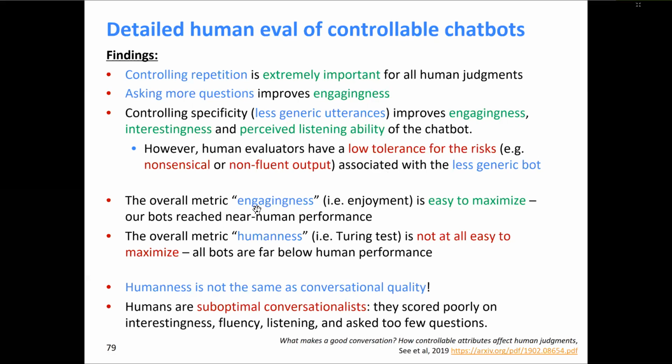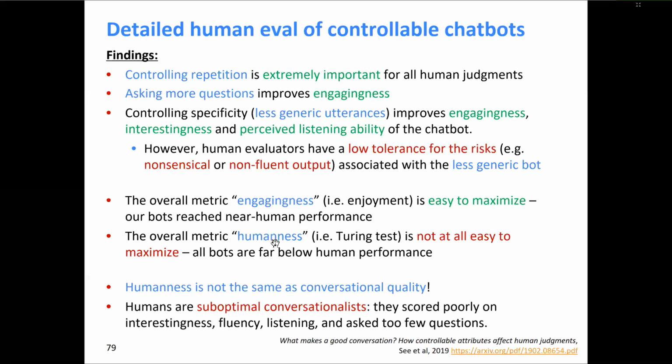And then the overall metric, enjoyment, is easy to maximize from their study. For example, the bot can reduce the repetition and ask more interesting questions, but the Turing test is not at all easy. And of course, all the bots so far are still far below human performance. But being human is not the same as being optimal in conversational quality. Humans are actually suboptimal. We can score poorly on interestingness and fluency, and we may ask too few questions. We are not actually optimal conversationalists ourselves.